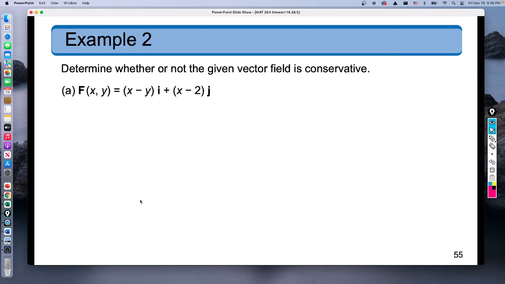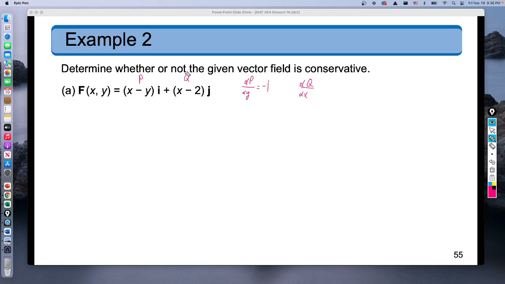Okay, so let's take a look at two examples, and we'll actually be done for the evening. Determine whether or not the given vector field is conservative. So what we do here is we call this P, we call this Q. And remember, we're going to take the partial with respect to y. It's always the opposite one. And we're going to take the partial of Q with respect to x, and we want to see if those two are equal. The partial of P with respect to y: the derivative of x, since it's a constant, would be 0. The derivative of y is going to be -1.